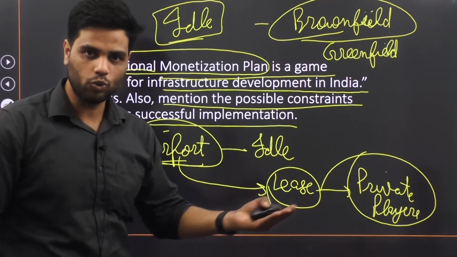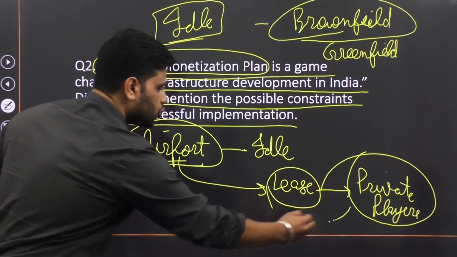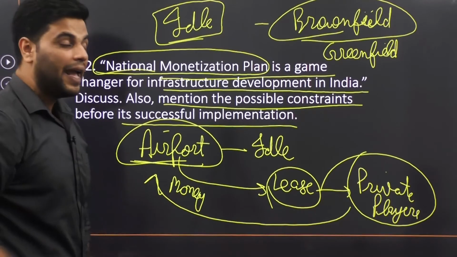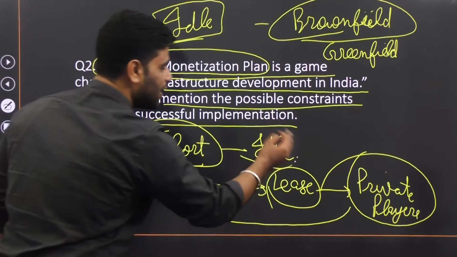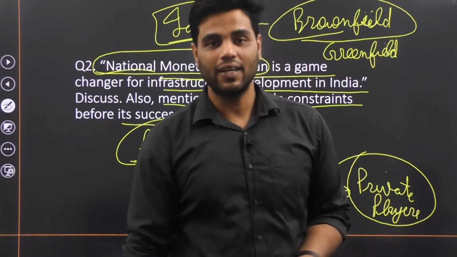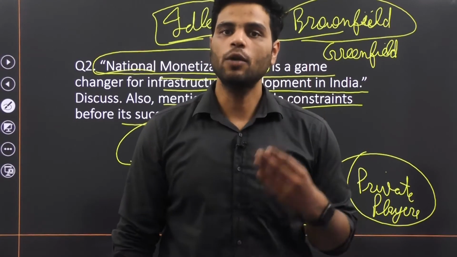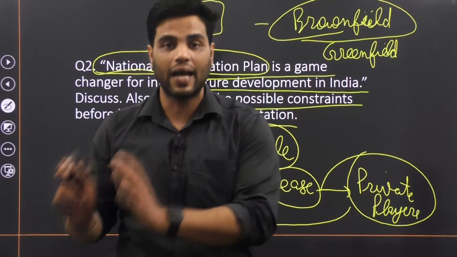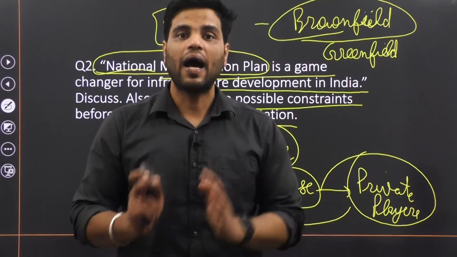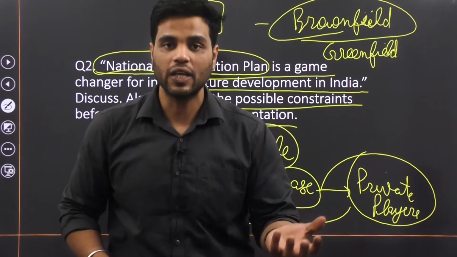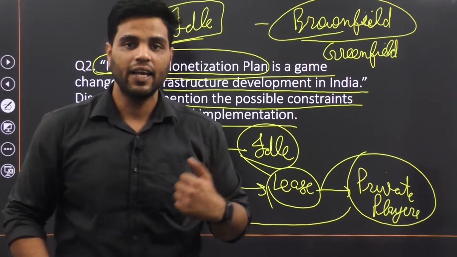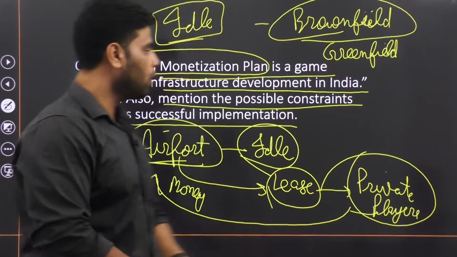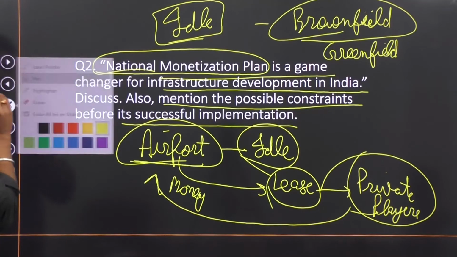So this asset will be used. Plus, government will also receive some money in return for this lease. Right? Hence, it is known as monetization of idle assets. Clear? So, National Monetization Plan, long story cut short, is nothing but idle government assets being monetized. Idle government assets being reused, and government is receiving some money in return, because those assets would be reused by private players. Now, what are the advantages of such a move?